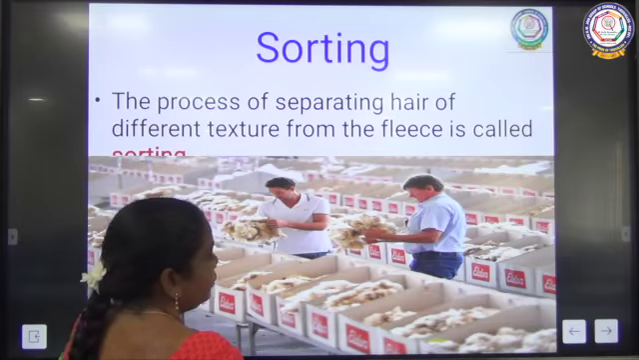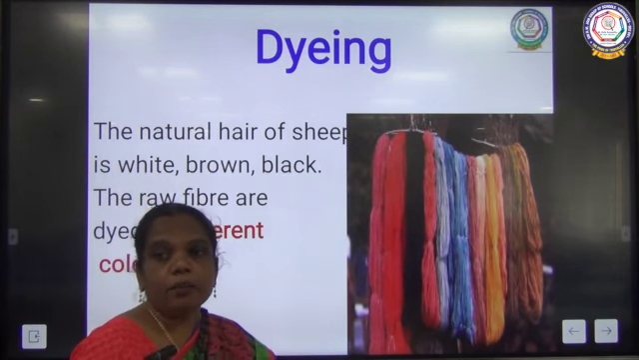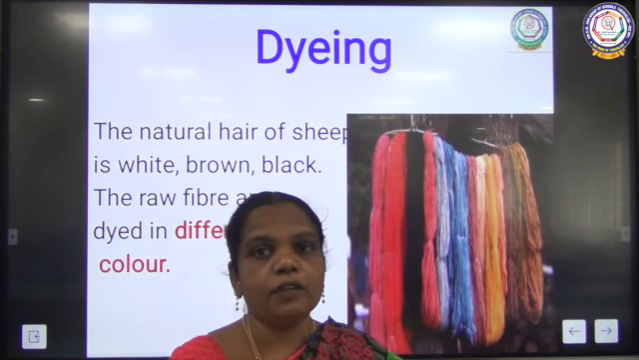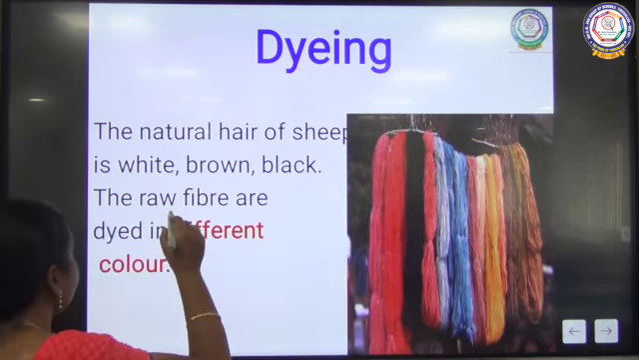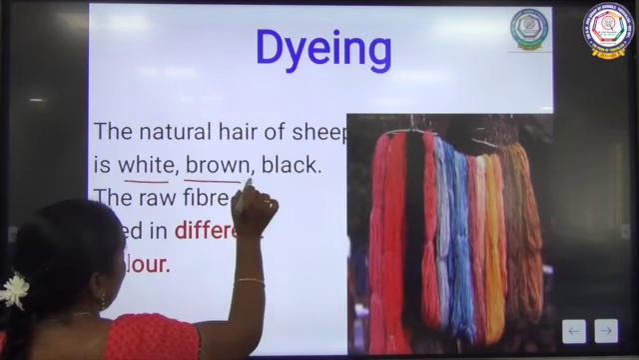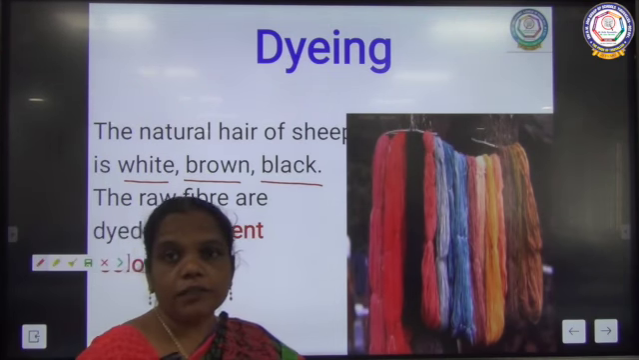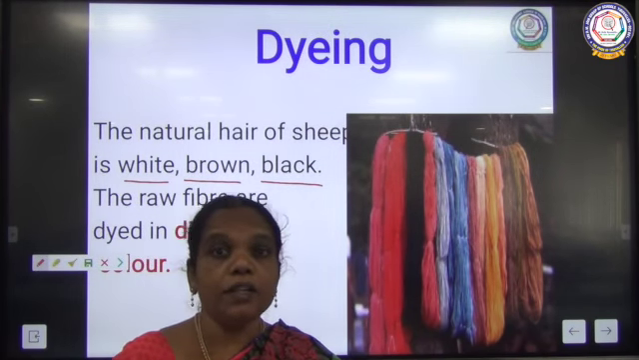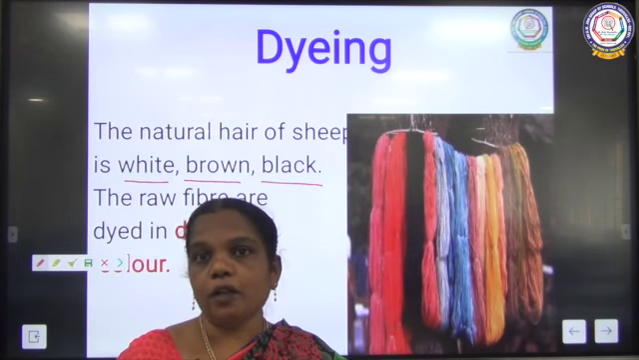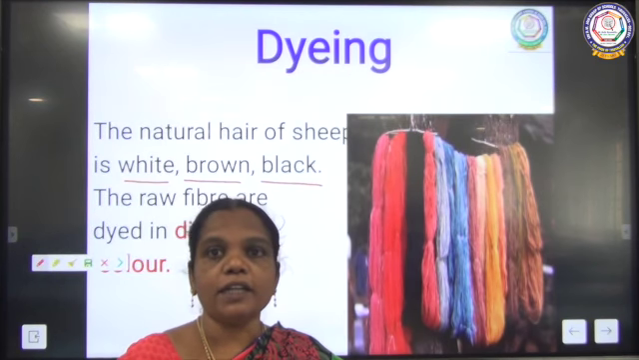After sorting, we are going to dye. Dyeing, by the word dye, what does it mean? Color. So what are the natural colors of wool? White, brown and black. So these are the natural colors. Because we don't always like the dark color, we want different colors. If you want to wear a sweater or shawl, whatever it is, colorful. So we always need a colorful dress.